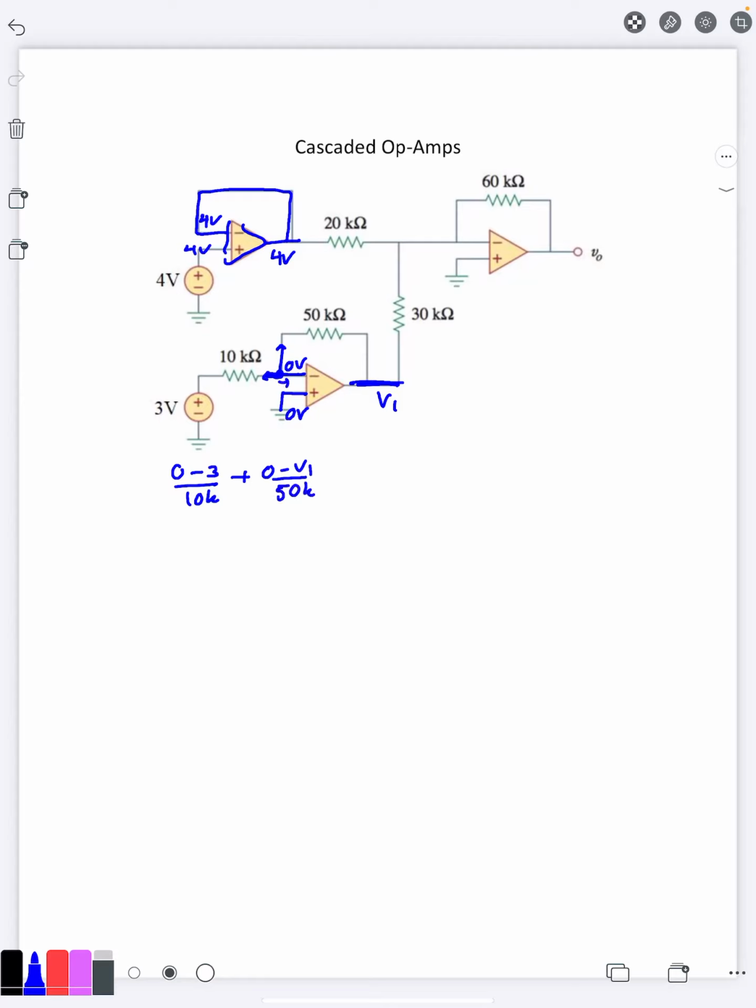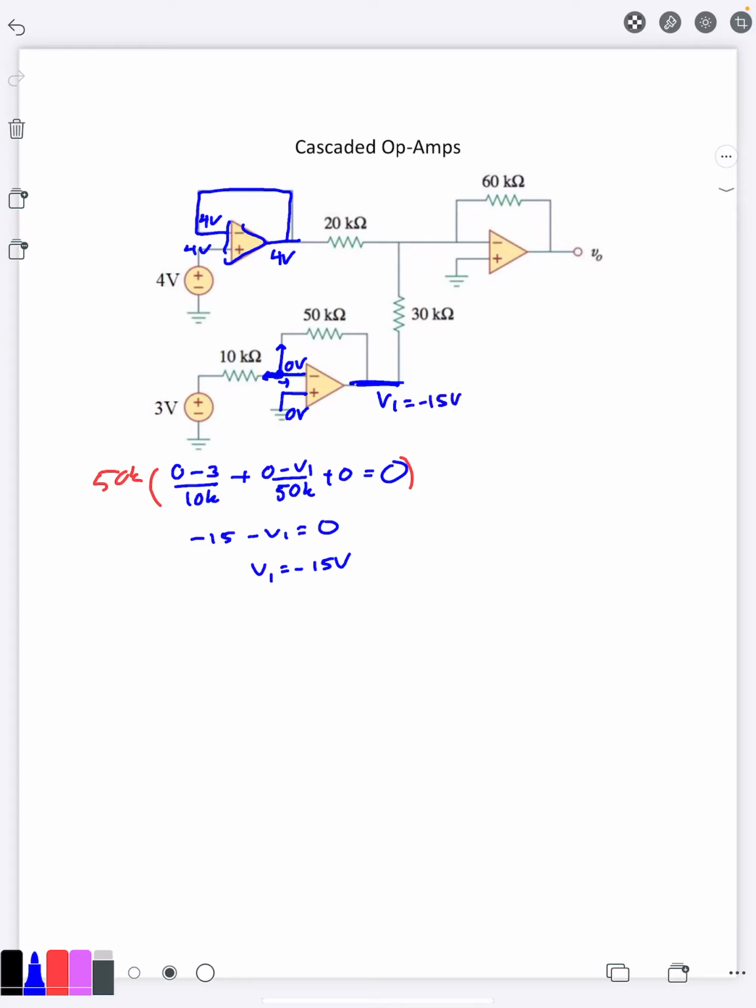And the current going right is 0, because again, the current going into either of the input terminals on the op-amp is 0 for an ideal op-amp. So we can go ahead and clear out the denominator here, multiply by 50k. That would get me a minus 15 minus V1 is 0. So V1 is negative 15 volts.